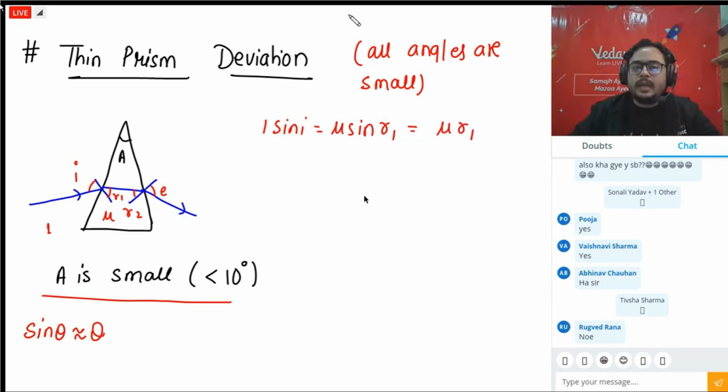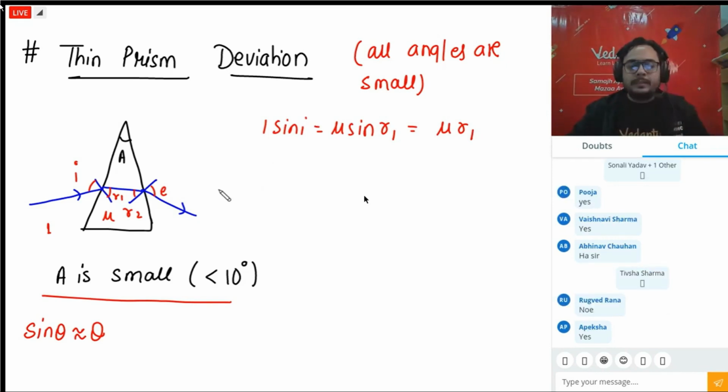If you don't know this, son, learn it. You are now in class 12th. This is high time that you remember this.